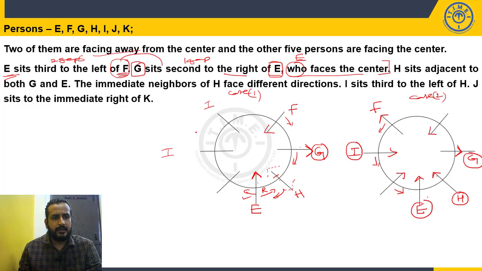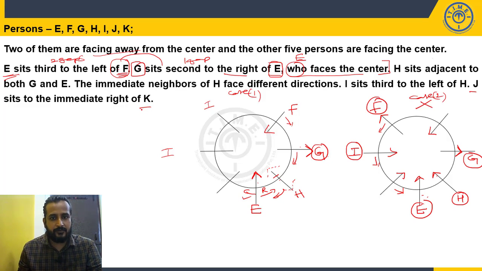Add some more points. J sits to the immediate right of K. If J sits to the immediate right of K, J and K have to be in adjacent positions first of all. So 2 consecutive positions are required for J and K. F, I, E, H, G. Can you take J and K in adjacent positions in case 2? No. So this case is ruled out. J sits to the immediate right of K means irrespective of their directions, J and K have to be in adjacent positions. So it is not possible.